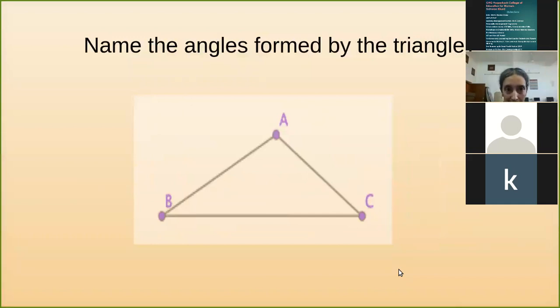So, beta, name the angles formed by this triangle. Question: name the angles formed by the triangle. Yes, write down in the chat box. Okay, you can unmute also to give your answer. Ma'am, ABC, CAB, BCA. Yes, very good. Angle ABC, BCA and CAB, right.